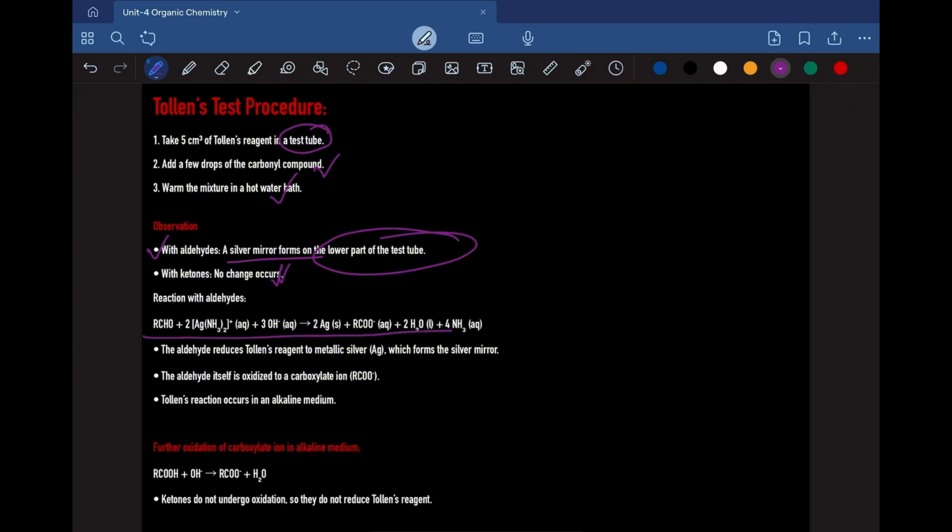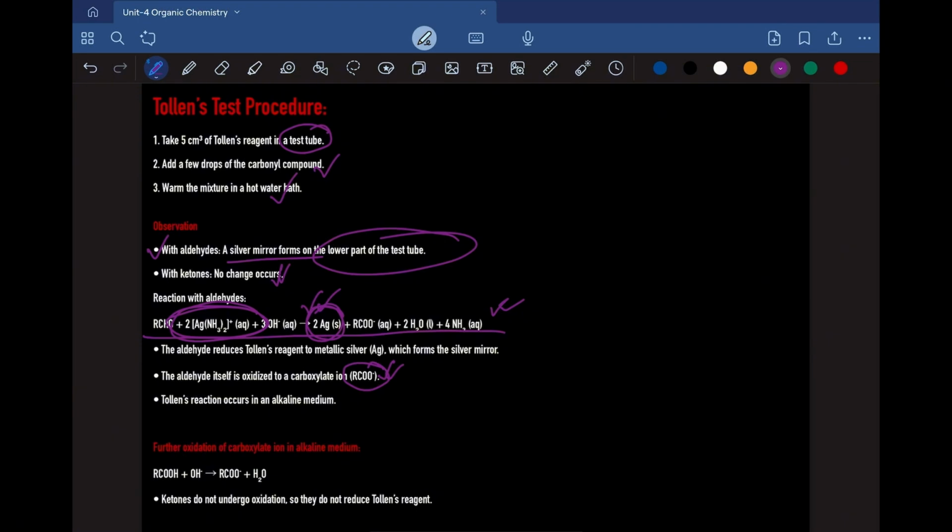This is the actual reaction which we have to remember. First of all, the formula of the Tollens reagent is important. Now, the aldehyde reduces the Tollens reagent to metallic silver, which is this 2Ag, which forms the silver mirror. The aldehyde itself is oxidized to a carboxylic acid. Actually, this is not a carboxylic acid, this is a carboxylic salt. It will form a carboxylic salt.